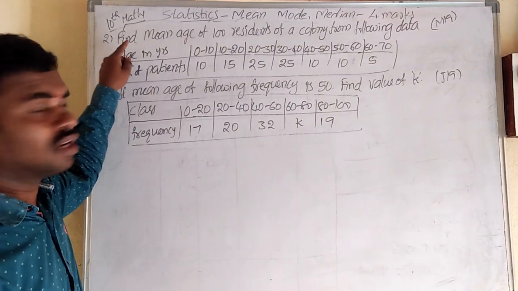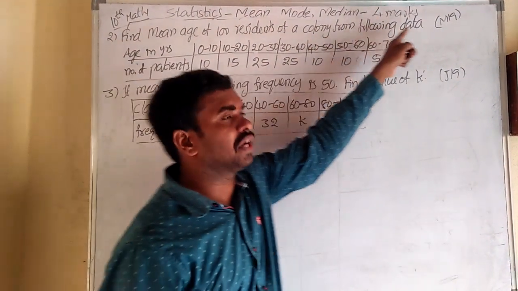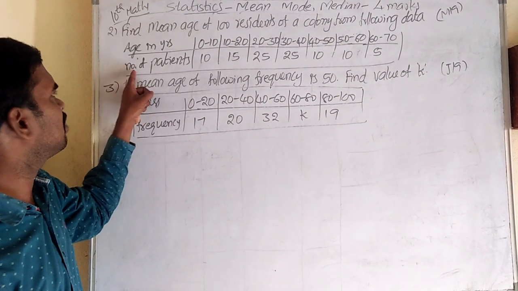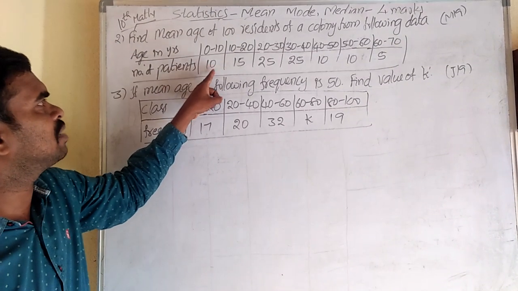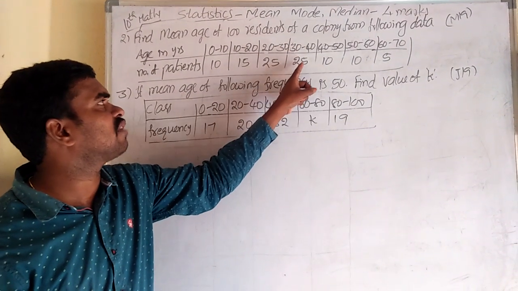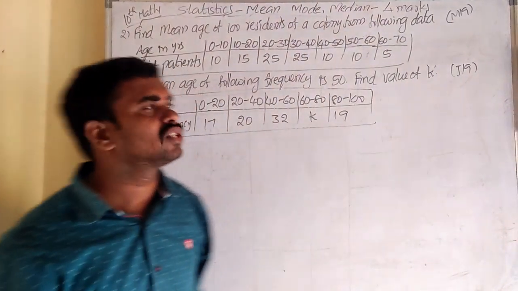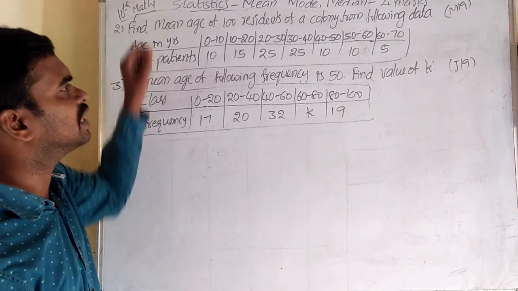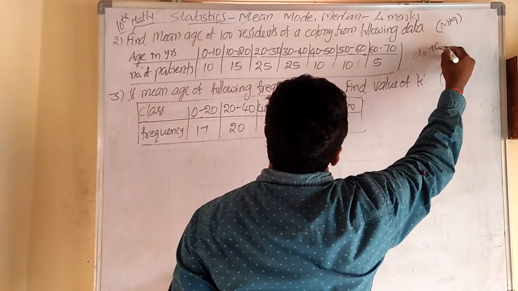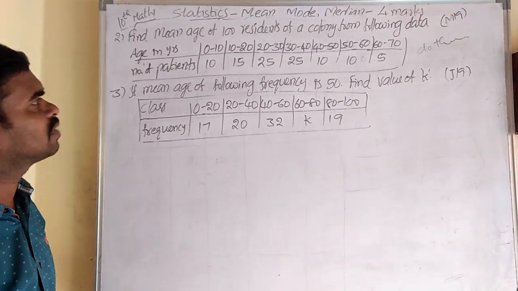Second question. Find the mean age of 100 residents of a colony from the following data. This was a March 19, last year question. Age in years and number of patients. 0 to 10, 10 members. 10 to 20, 15. 20 to 30, 25. 30 to 40, 25. 40 to 50, 10. 50 to 60, 10. 60 to 70, 5. This question asks to find the mean. We have just solved a sum, the first one. So like that, do this sum. Using step deviation you can solve, or you can use the direct method also.